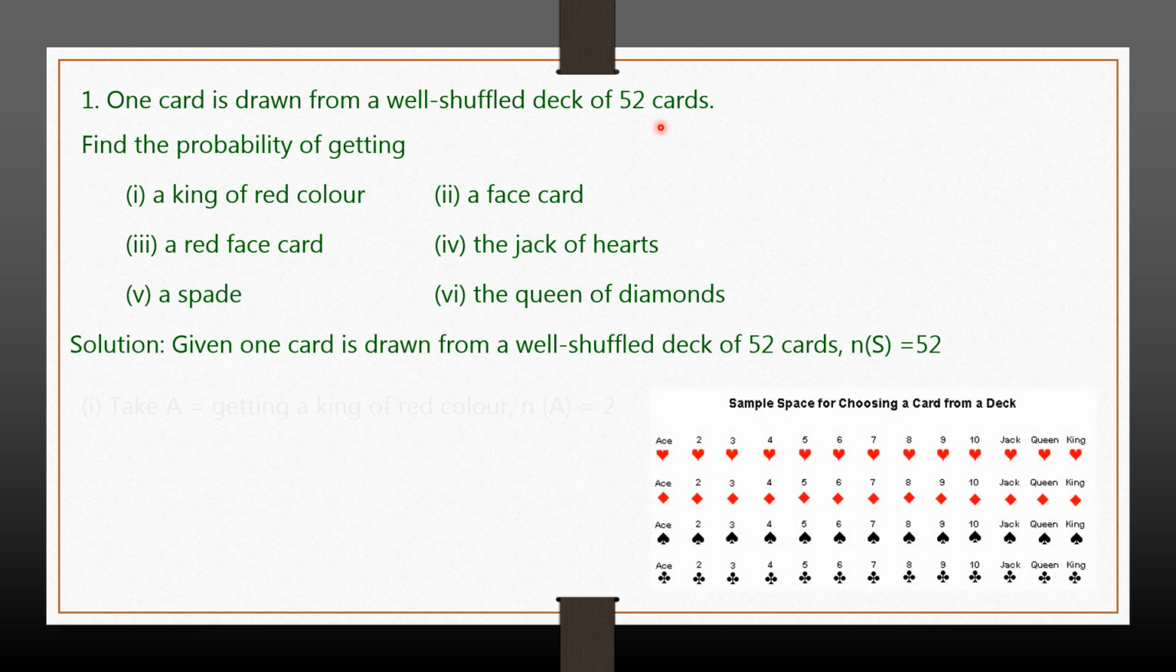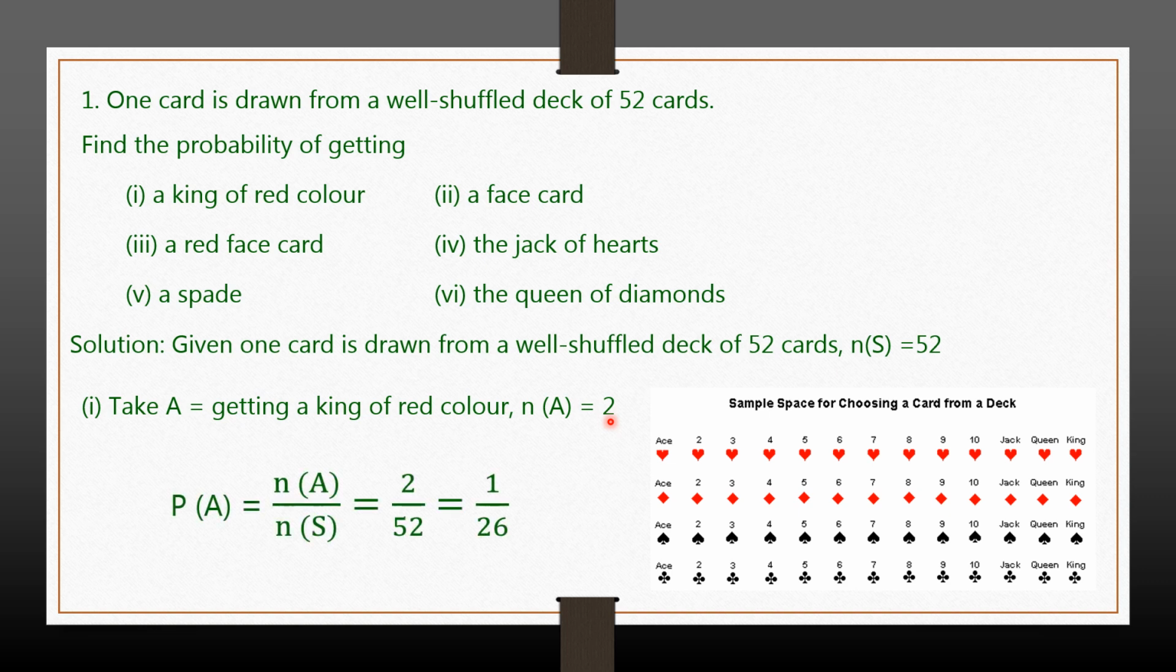I am showing here. n of A, take A is equal to getting a king of red color. But here, how many kings? In the last column, we have kings. Total 4 kings are there actually. But here, for A, we should get a king of red color. Now, kings of red color only 2 are there. That's why n of A is equal to 2. Now, we have to apply the formula to find the respective probability. P of A is equal to n of A by n of S. Here, n of A is 2 by 52. That is 1 by 26.